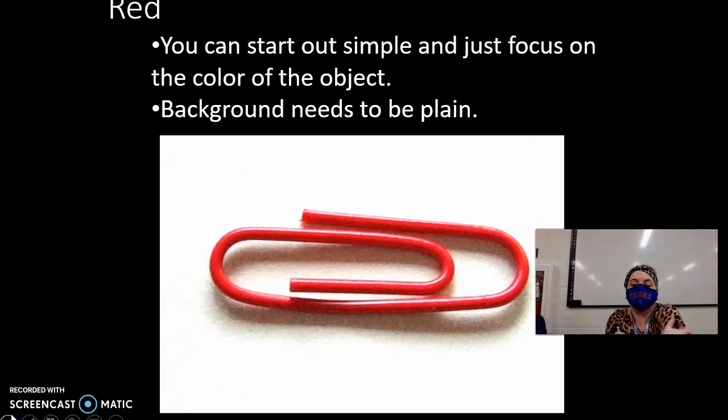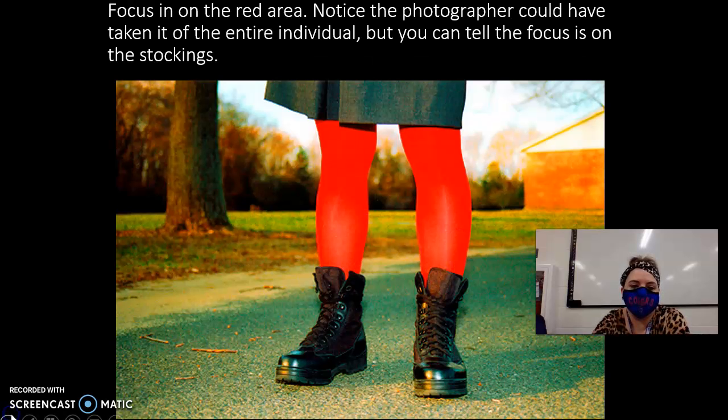When you're thinking about what to take photos of for red, you can start off simple and just focus on the color of the object, and the background can be plain. This is just a red paper clip on a piece of computer paper. It's a really nice macro shot, very central to the point. You could choose to use clothing, people, really your subject matter is up to you, but you still want the color to stand out when you take the photo. So focus it on the red area.